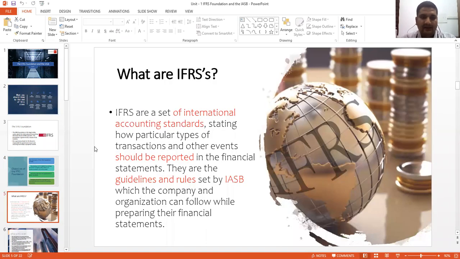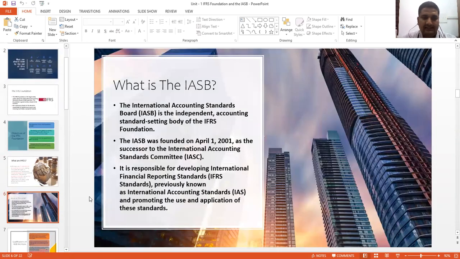Moving to the next slide, what are IFRS? IFRS is a set of international accounting standards stating how particular types of transactions and other events should be reported in the financial statements. They are guidelines and rules set by the IASB. In the next slide, what is the IASB? The International Accounting Standards Board, the independent accounting standard-setting body of the IFRS Foundation. The IASB was founded on April 1st, 2001 as the successor of the International Accounting Standards Committee. It is responsible for developing International Financial Reporting Standards, IFRS standards, previously known as International Accounting Standards, that is IAS, and promoting the use and application of these standards.